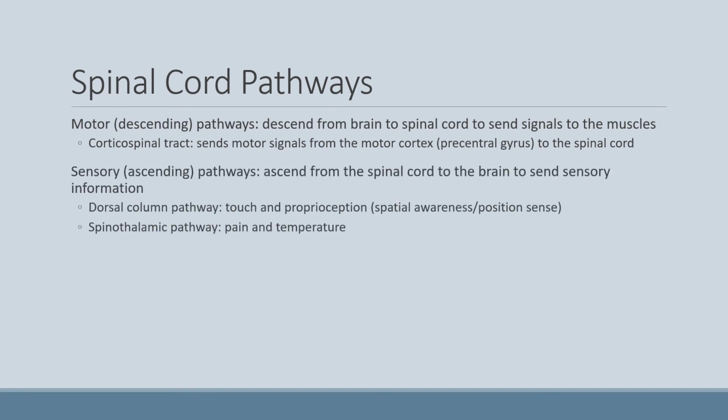You also have your sensory or ascendant pathways, which ascend from the spinal cord to the brain to send sensory information. And your two major pathways are your dorsal column pathway, which is responsible for touch and proprioception. And proprioception is spatial awareness or position sense. You have your spinal thalamic pathway, which is responsible for pain and temperature.